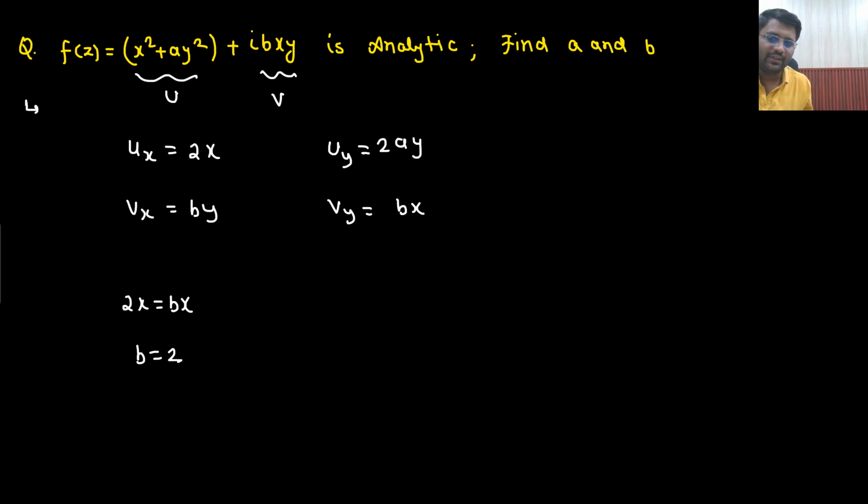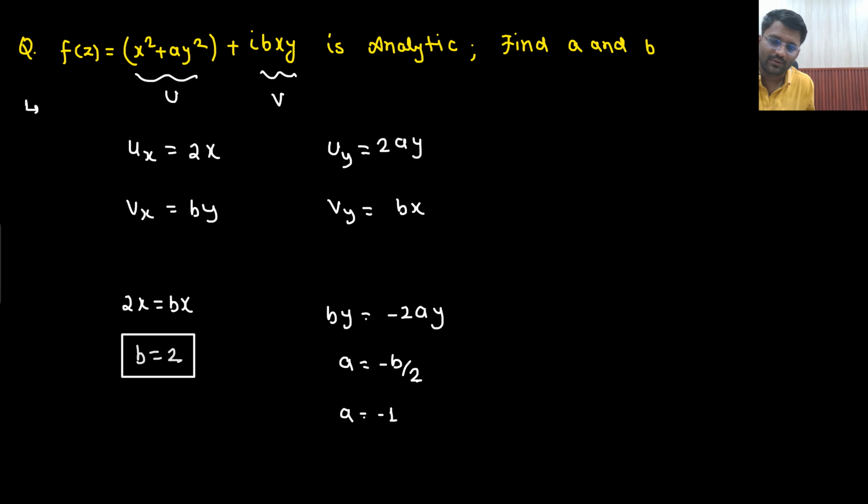It is analytic, it is given. That means b is coming out to be 2. And from here, by should be equals to minus 2ay. That means a should be coming out to be minus b by 2, which is minus 1. So the value of a is minus 1. There you go. Very straightforward question. A is minus 1, b is 2.